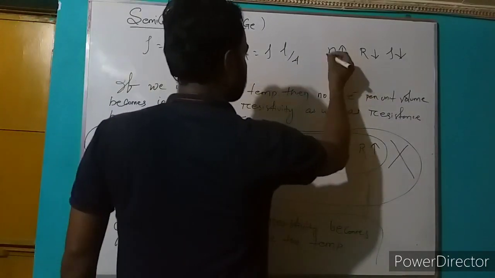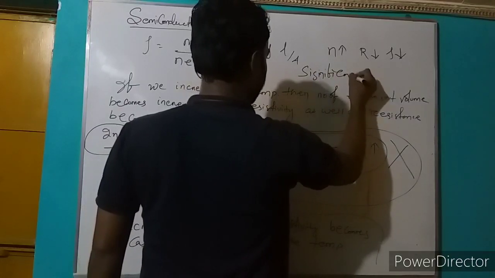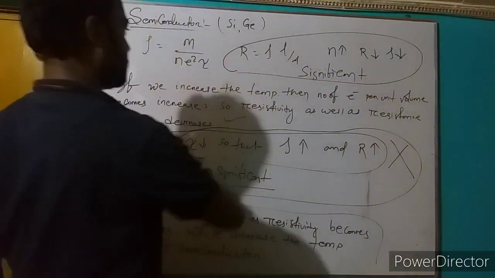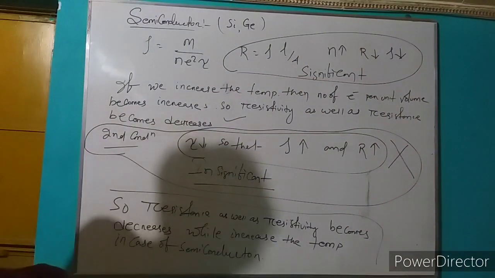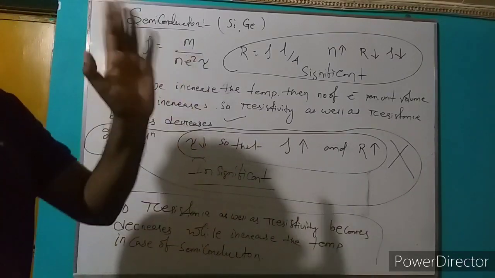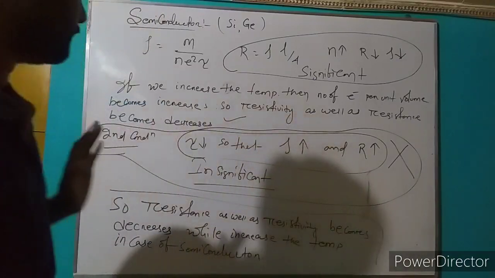This is the significant. So this is the very important point. So in case of semiconductor, resistance as well as resistivity decreases while the temperature increases. Please note it.